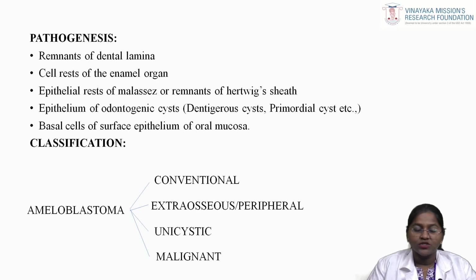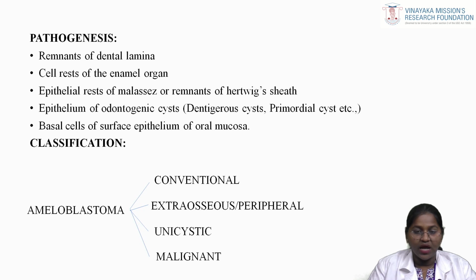Next, incidence. So 18% of all the odontogenic tumors are ameloblastoma, and ameloblastoma is the second most common odontogenic tumor. So pathogenesis. So from where does it arise? From the remnants of dental lamina, that is the tissues which form the tooth. The remaining tissues after forming the tooth may give rise to ameloblastoma. Next, cell rests of enamel organ and then epithelial rests of Malassez or remnants of Hertwig's sheath. Epithelium of odontogenic cyst. So previously there may be a cyst and then the cyst may not be enucleated properly, and in such a case the remaining epithelium may give rise to ameloblastoma. Basal cells of surface epithelium.